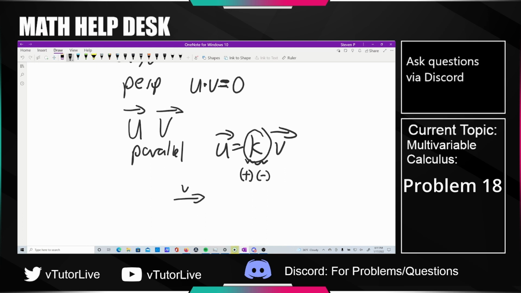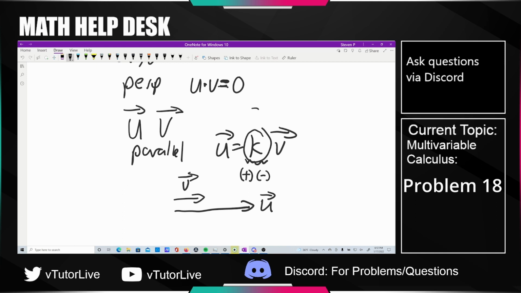If V looks like this, and you stretch it by some factor K and it turns into something that looks like this, well, they're parallel, right? All K does is stretch or reflect. Reflect is when it's negative. Can you see what I'm saying?